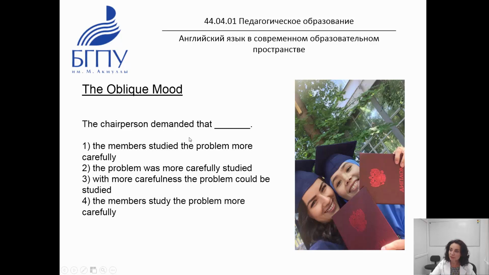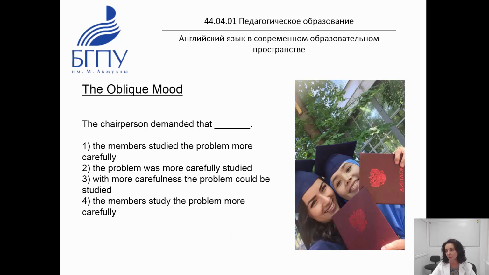The chairperson demanded that, and then comes the continuation. You should remember that if the main clause, like the chairperson demanded, contains such verbs as demand, suggest, require, request, insist, then afterwards we should use only the suppositional mood. The suppositional mood is formed by the auxiliary should plus the simple infinitive to show the simultaneity.